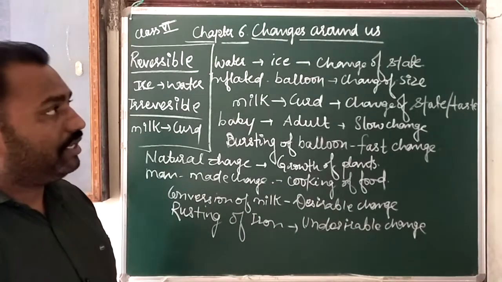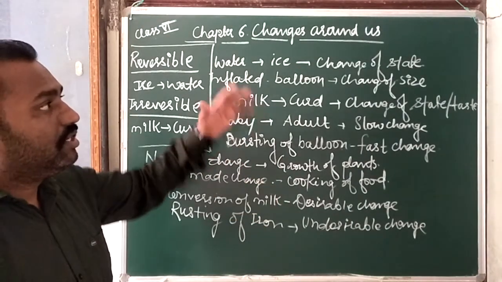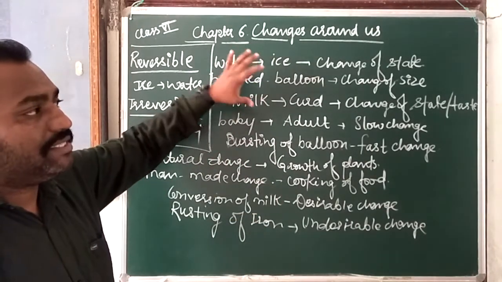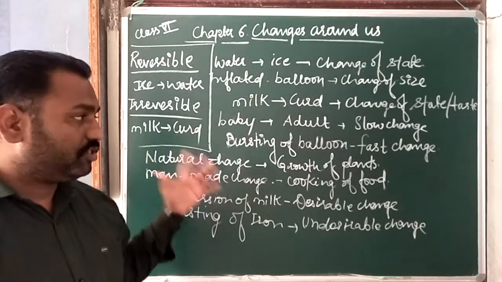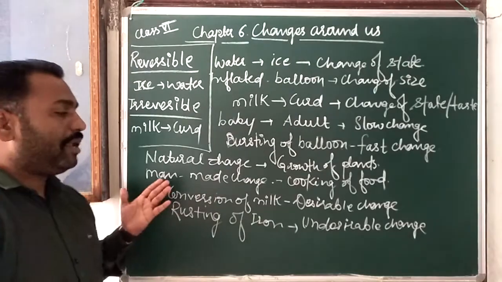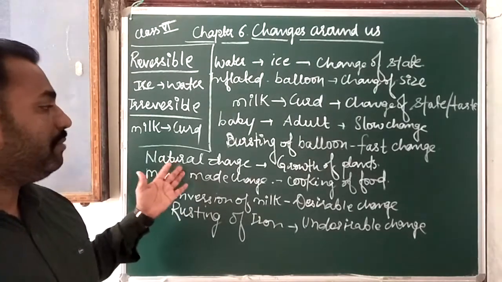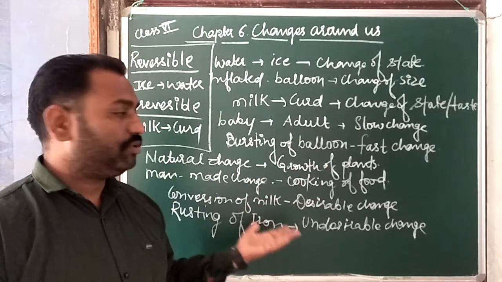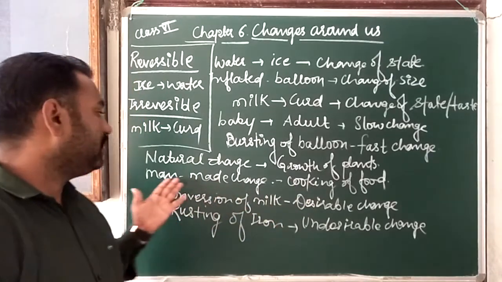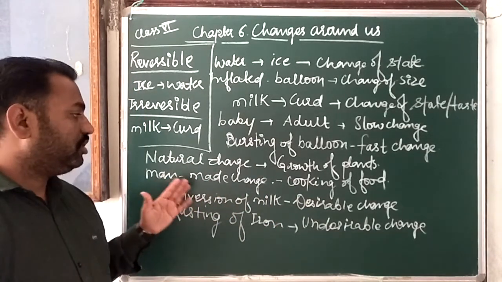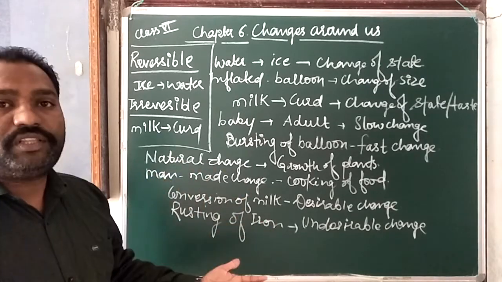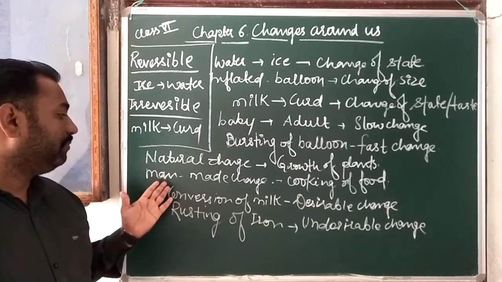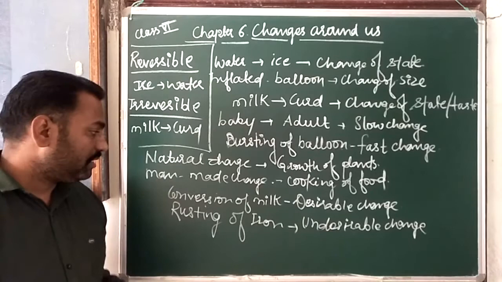So what we have already discussed today is change according to state, size, and properties, and slow changes and fast changes we see. Some are natural and man-made changes. Natural means happening in nature continuously. Cooking of food is a man-made change, a synthetic, artificial change. It means we are cooking the food. That's why it is called a man-made change.